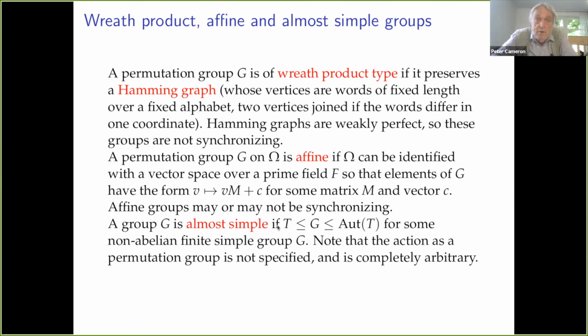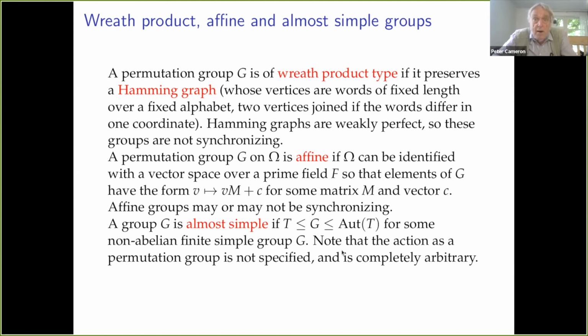And finally, the almost simple type are the type that lie between a simple group and its automorphism group. And it follows from the classification of finite simple groups that the gap, the quotient of the automorphism group of T over T, is very small compared to T. So this ties the group down fairly precisely. But unlike the other 2 cases, we don't specify what the action as a permutation group is. That describes it as an abstract group, but not as a permutation group, so it's arbitrary.